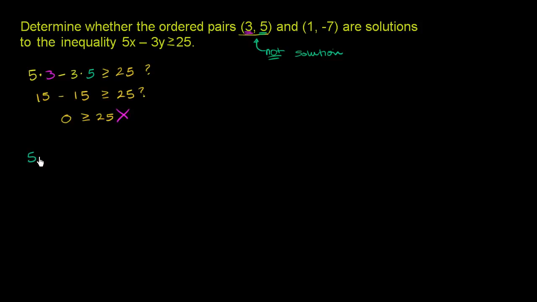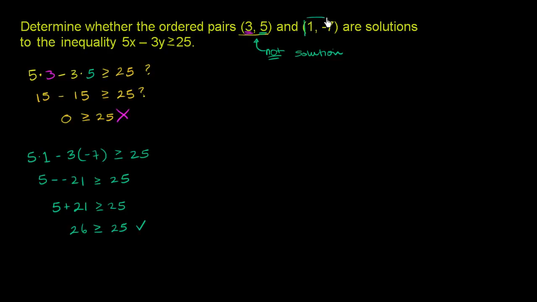So we have 5 times 1 minus 3 times -7 needs to be greater than or equal to 25. 5 times 1 is 5, and then minus 3 times -7 is -21. So it becomes 5 minus -21 needs to be greater than or equal to 25. This is the same thing as 5 plus 21. Subtracting a negative is the same thing as adding the positive. And 5 plus 21 is 26, which is indeed greater than or equal to 25. So this works out. So this is a solution.